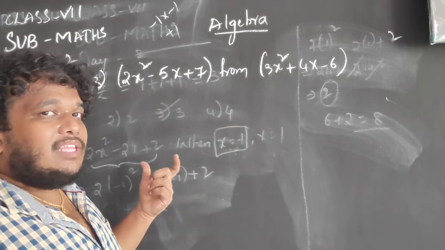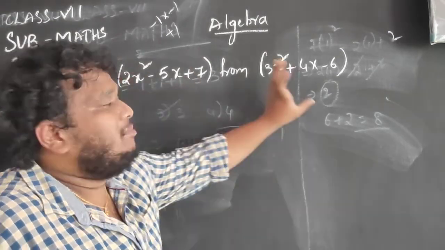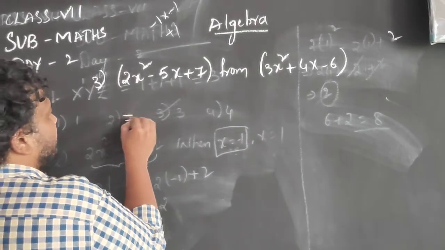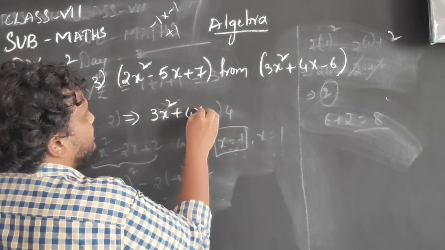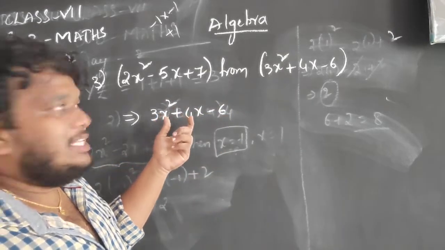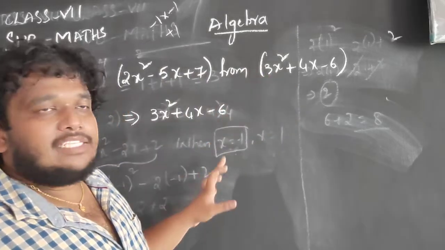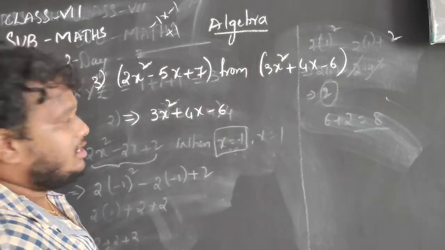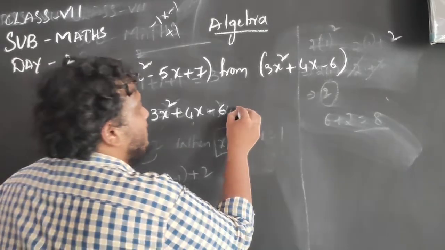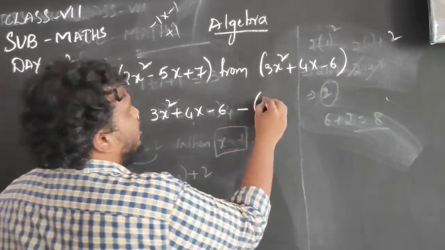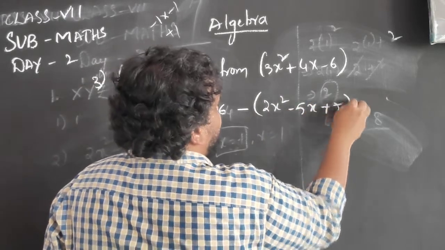What is the meaning of the question? You have to subtract this expression from this expression. So how can you write it? That is 3x square plus 4x minus 6. So we have to subtract 2x square minus 5x plus 7 from 3x square plus 4x minus 6. Is it clear? So 3x square plus 4x minus 6 minus 2x square minus 5x plus 7.